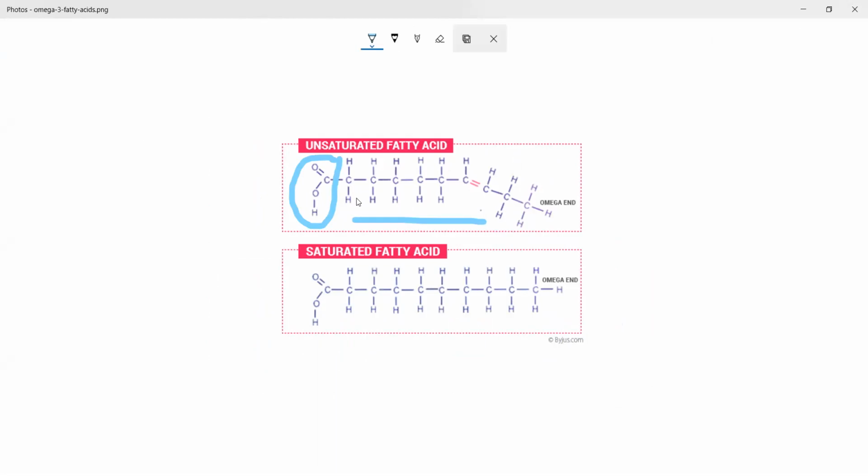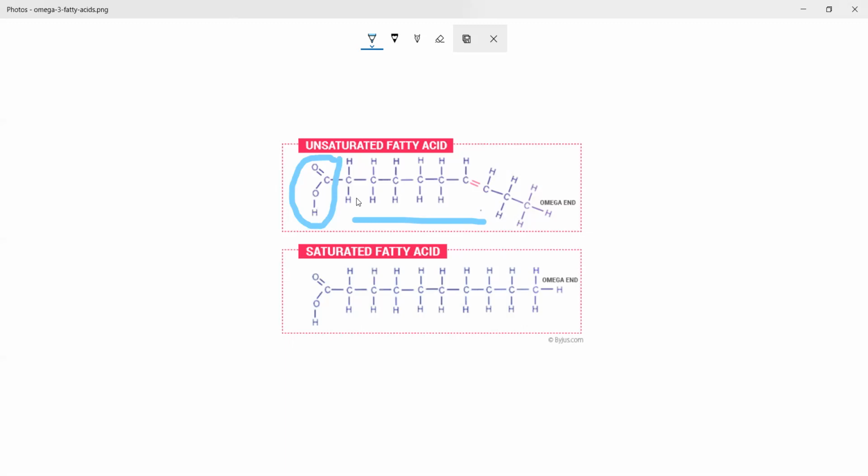This part only contains carbons and hydrogens with the occasional double bond in between them. Whenever you have a double bond, that means it is unsaturated. Saturation means you cannot add any more molecules to it. Here specifically we are talking about hydrogen. Unsaturated fatty acids are those fatty acids which contain double bonds, generally double bonds. You also have triple bonds sometimes, but very rarely.